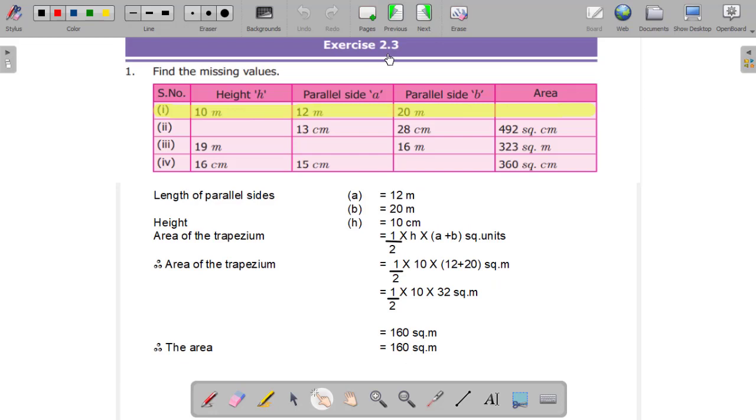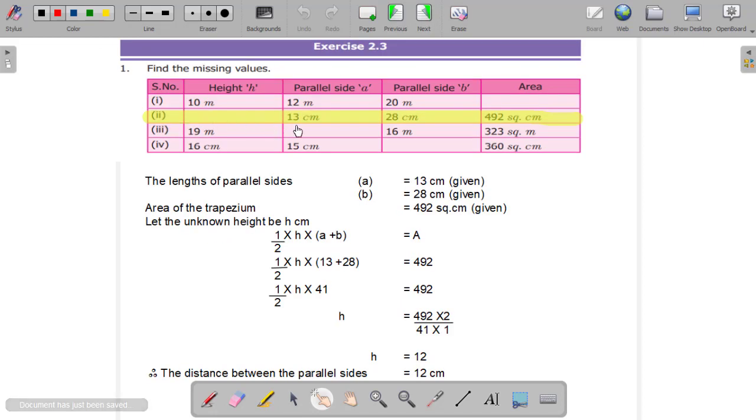In exercise 2.3, let's see the first sum, find the missing values. First sum, height, parallel side a and parallel side b are given. Area is asked here. Length of the parallel sides: a is equal to 12 meter, b is equal to 20 meter, height h is equal to 10 meter. We know the formula well. So by applying these values in the formula, we can easily arrive at the answer.